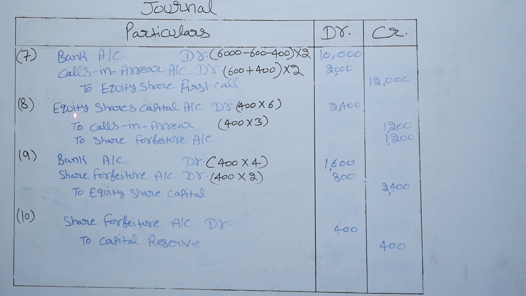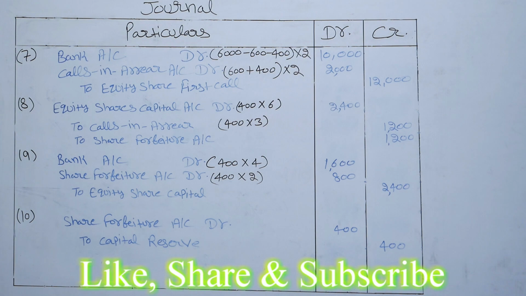Next entry, share forfeiture related. Entry is equity share capital account debit to calls in arrear account to share forfeiture account. What value we will consider in equity share capital? So number of share forfeited into called up.